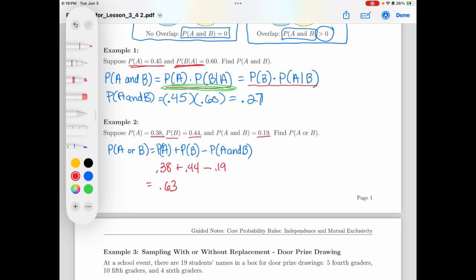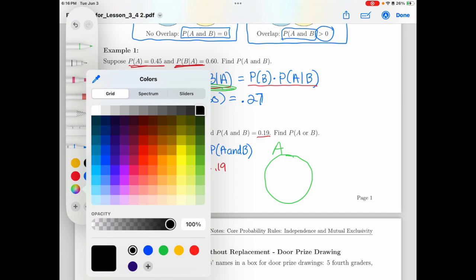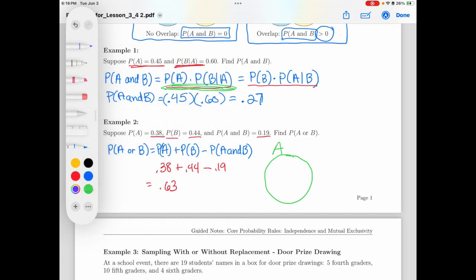Now, let's look at it in terms of a Venn diagram. Let's say I have event A in this circle, and let's say I have event B in this circle. In the previous lesson, we talked about when we create our Venn diagrams, we look at the center first, where all the overlapping is, and then we work out. So where it overlaps is 0.19, right? We got the probability of A and B is 0.19.